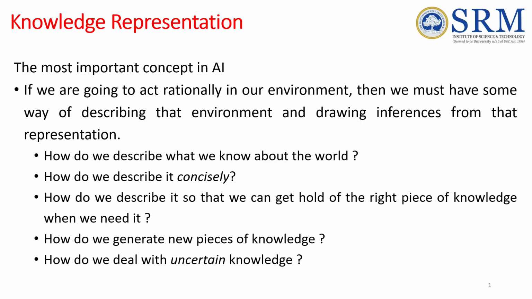Real world information is often incomplete or uncertain. For example, there is an 80 percent chance of rain today. AI can use probability or fuzzy logic to deal with the uncertainty.